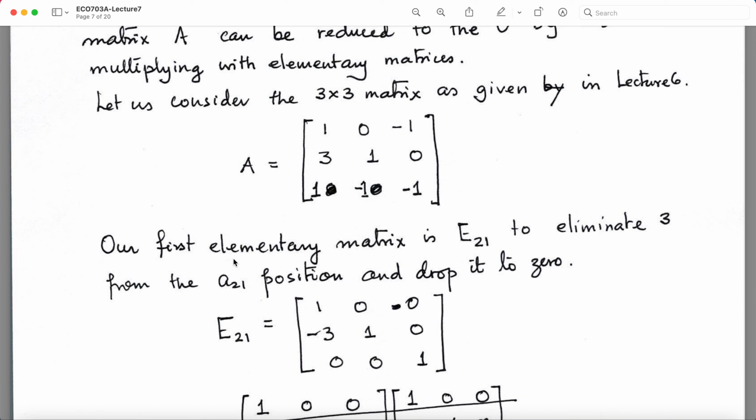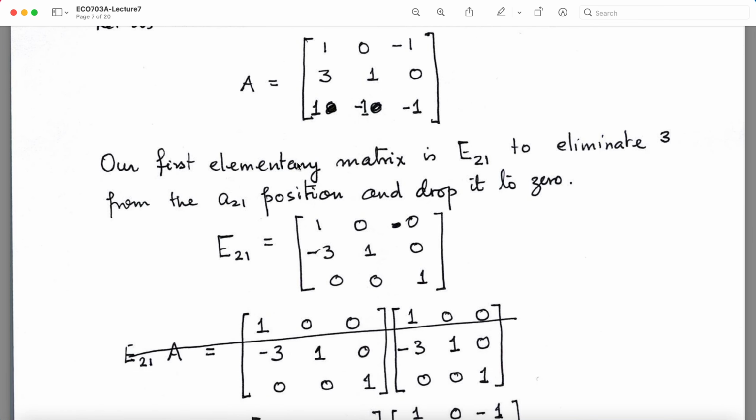Our first elementary matrix, we'll mark it as E21, because if you want A to become an upper triangular matrix, you have to drop the A21 position to 0. You have to eliminate 3 and drop it to 0. Get 3 out of the A21 position and drop it to 0. It might look very crude when I say this, but that is what you are aiming to do.